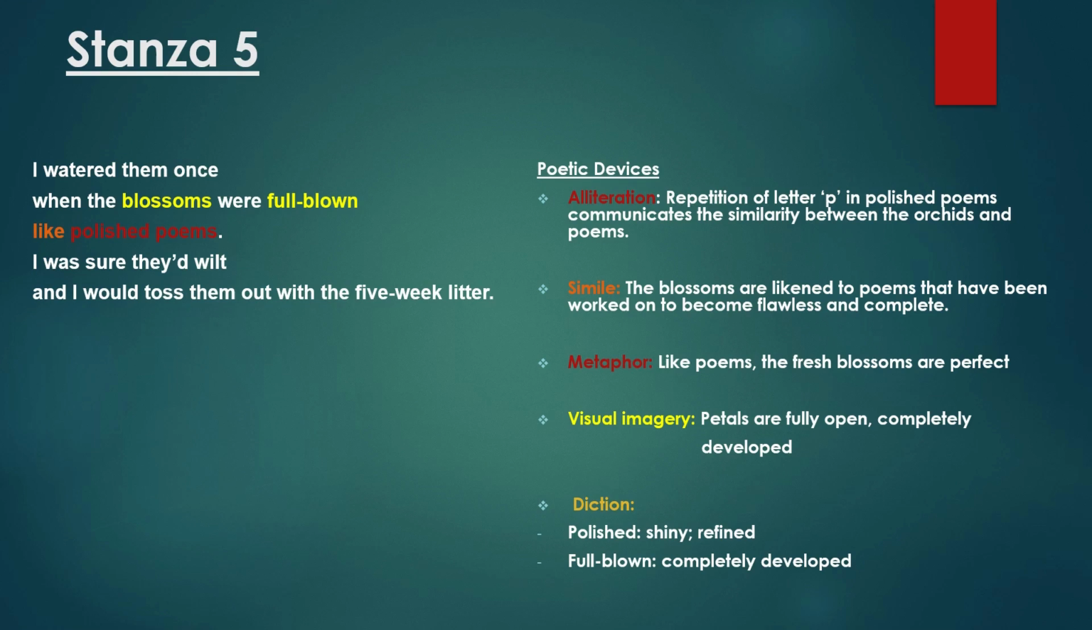So basically, when the person says that I watered them once, when the blossoms were full blown like polished poems. Polished poems, there's an example of metaphor. When a poem is polished, it means that it is well crafted, it is well written, it's perfect. There's nothing more you can do for this poem. It is just perfect as it is. So the person has likened the polished poems to the blossoms of the orchids when he or she first received them, when they were watered once.